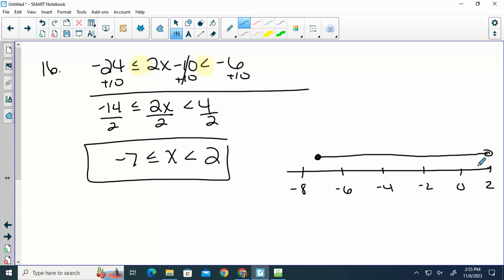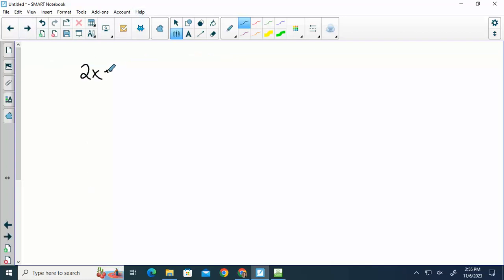When you get to 17, is that one an and or an or? Or. So you create two problems. 2x plus 8 is greater than or equal to 6. 2x plus 8 is less than or equal to negative 6. And how do we know we have to create those two problems?